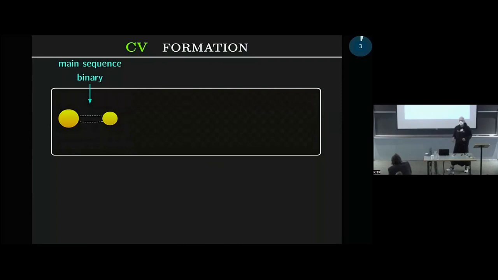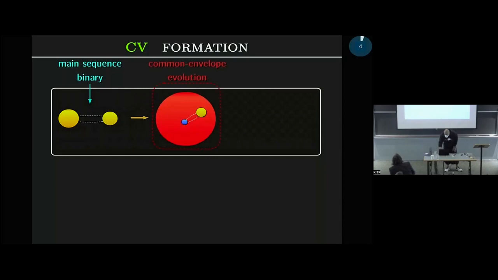So first about CV formation, we know they form from main sequence binary, and then the more massive star in this binary evolves to a red giant, fills its Roche lobe, and because this red giant is much more massive than the main sequence companion, this mass transfer is dynamically unstable, and this leads to common envelope evolution. Then the outcome of this common envelope evolution is a closed binary hosting a white dwarf and the main sequence. This binary is detached, and this binary will eventually become a CV.